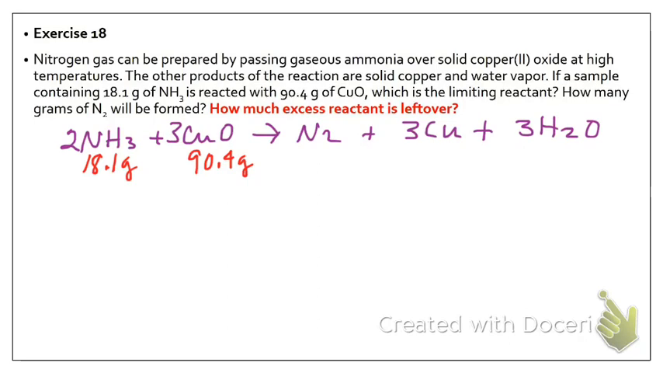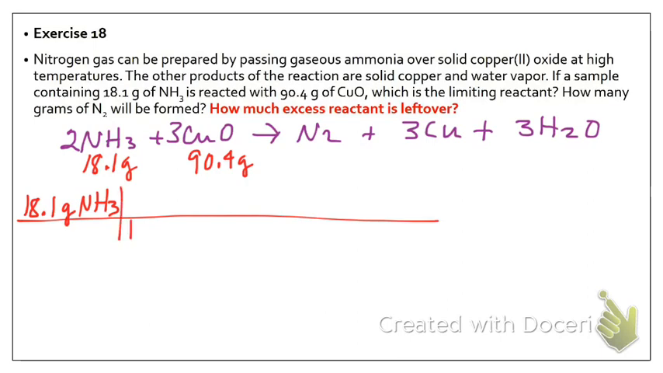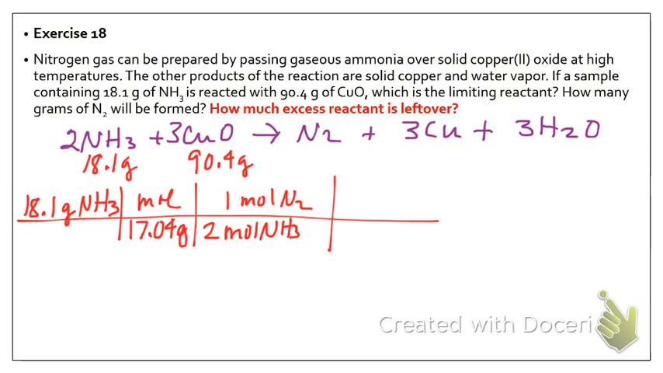So we'll start with the first one. 18.1 grams of ammonia. And then 17.04 is the molar mass. Our mole ratio is 2 to 1. 2 moles of ammonia, 1 mole of nitrogen. And then what's the molar mass of nitrogen we're going to use here? 28.02 because it's diatomic. And that gives us 14.9.